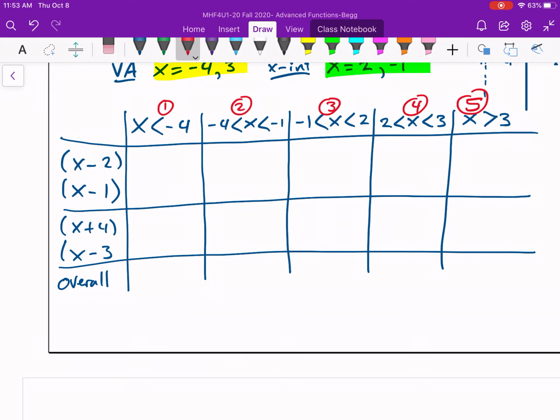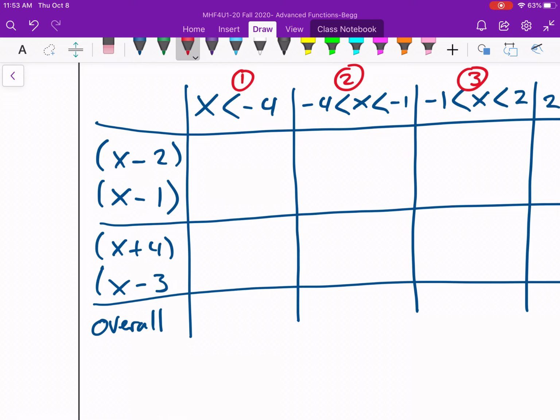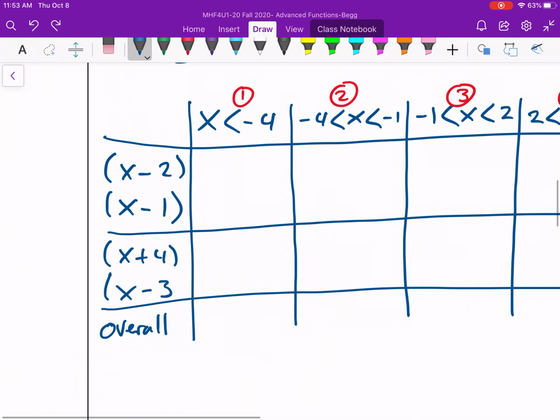Let's say we pick the number -5, okay? So -5 is indeed less than -4. What happens if I put -5 in here? Well, I get -7. So in other words, I get a negative value. And it doesn't matter if it's -5. Think of any number less than -4. I hope it's obvious. I'm always going to get a negative value.